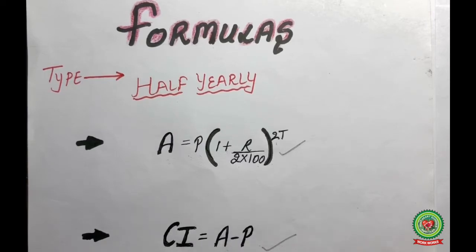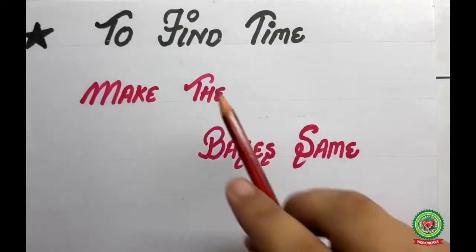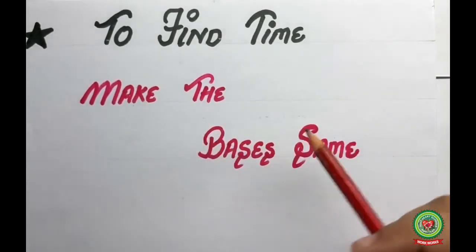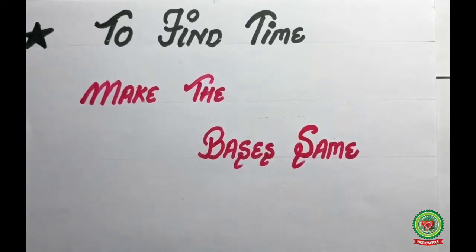Now let us come to our today's topic of finding time in case the interest is compounded half yearly. Students, to find time, we need to remember that we need to make the bases same. So whenever we are going to get the sums based on finding time, we need to remember that we are going to make the bases same on both the sides so that we can find the time easily. Now let us discuss an example based on this type.